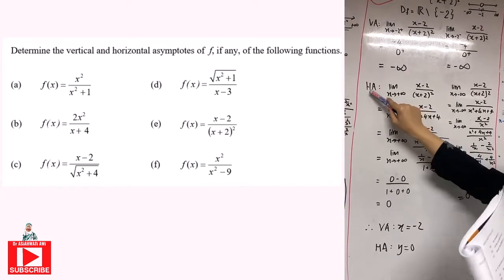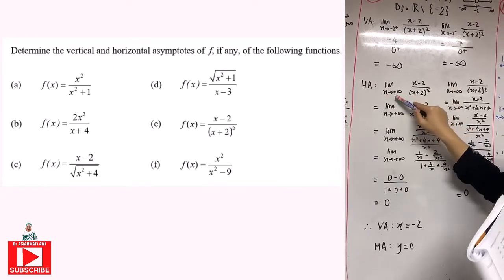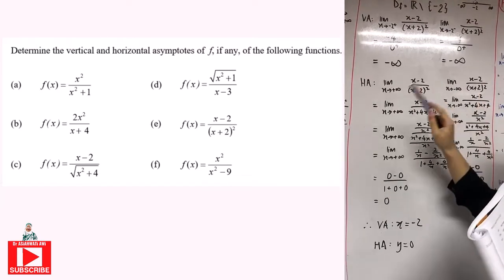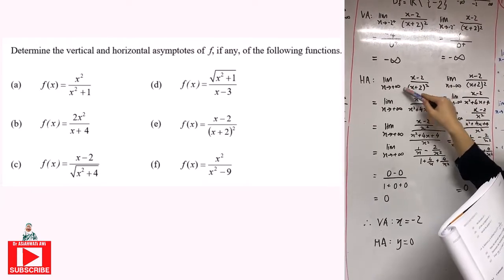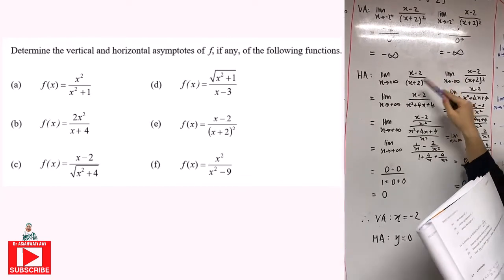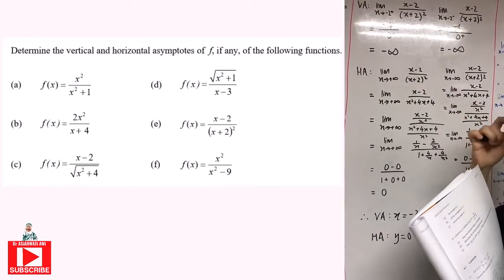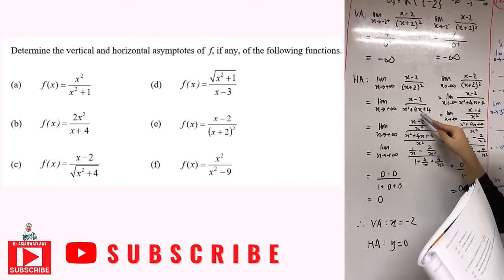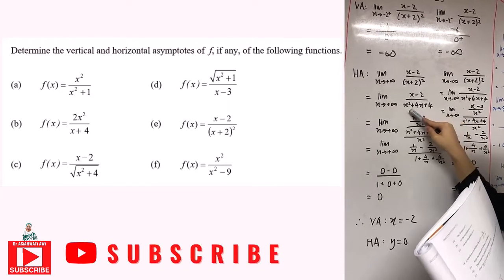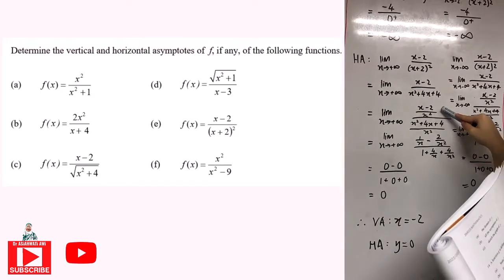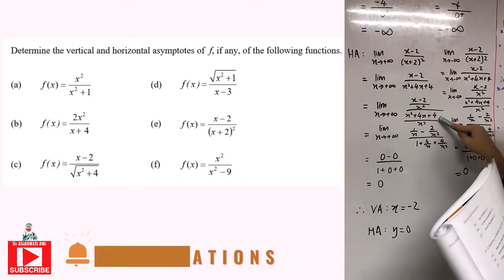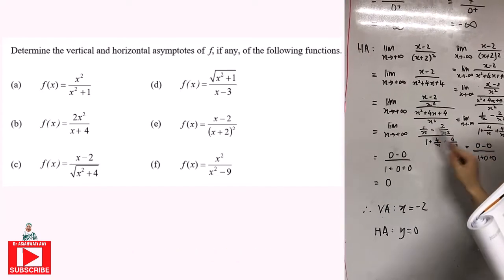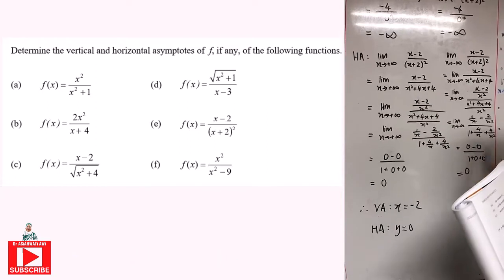Then for the horizontal asymptote, we take the limit as x approaches positive infinity and also the limit as x approaches negative infinity. When we substitute infinity, we get infinity over infinity, an indeterminate form. So we expand first and then divide the numerator and denominator by the highest power of x in the denominator. We get 1 over x minus 2 over x squared, over 1 plus 4 over x plus 4 over x squared.